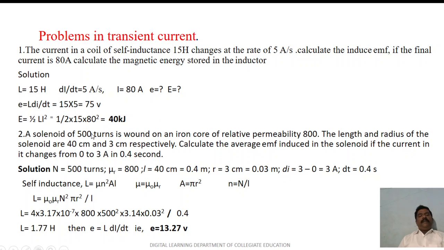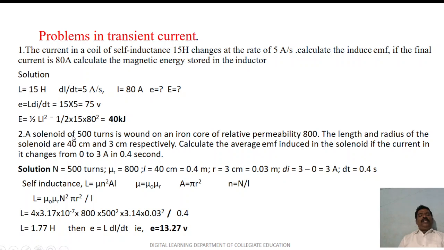Coming to the second problem: a solenoid of 500 turns is wound on an iron core of relative permeability 800. The length and the radius of the solenoid are 40 cm and 3 cm respectively. Calculate the average EMF induced in the solenoid if the current changes from 0 to 3 amperes in 0.4 seconds.